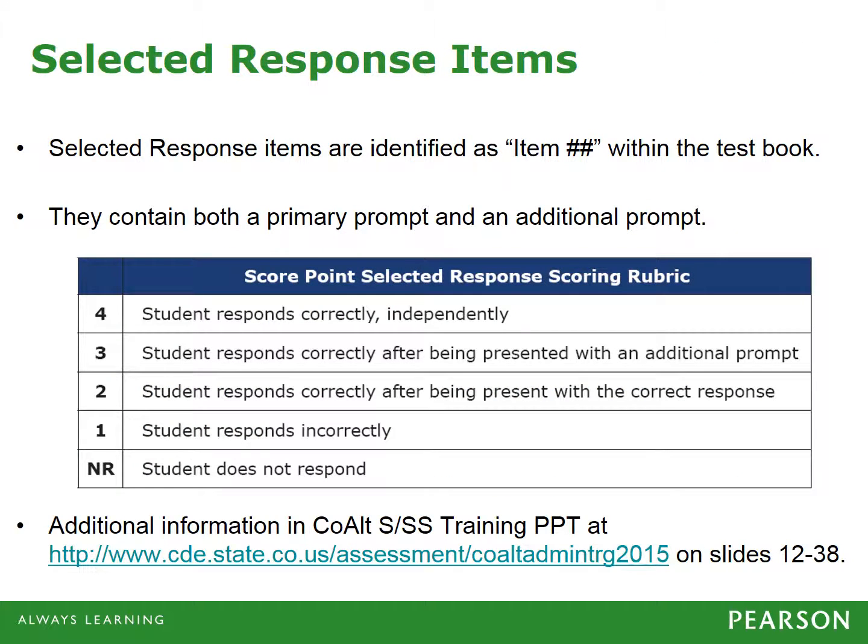As previously mentioned, there are two item types for this assessment. Selected response items are identified by item number and the layout in the test booklet. This item type contains both a primary prompt and an additional prompt. To score this type of item, you need to follow the rubric. The next slide shows a diagram that will help explain the scoring as well.